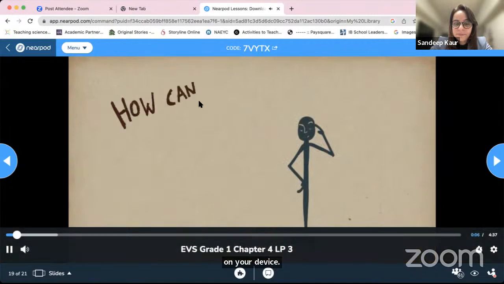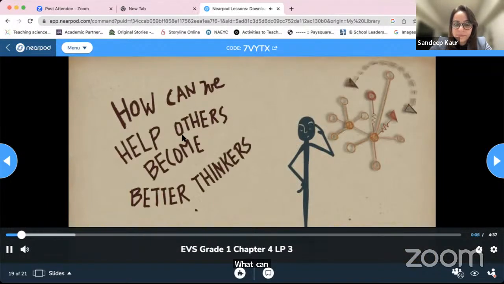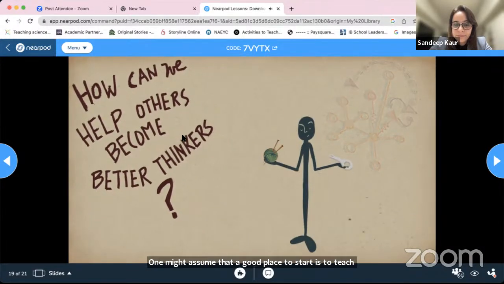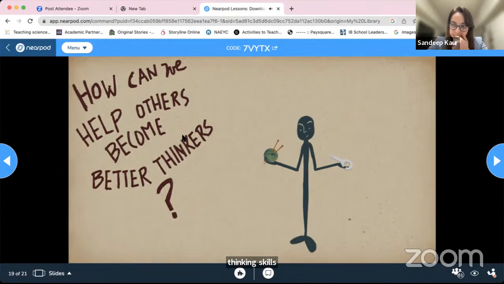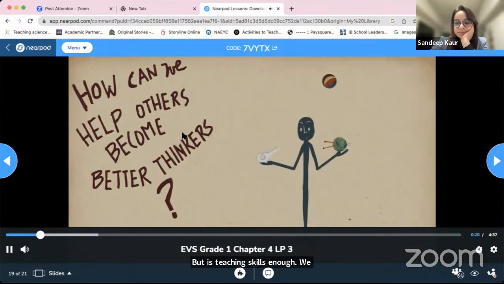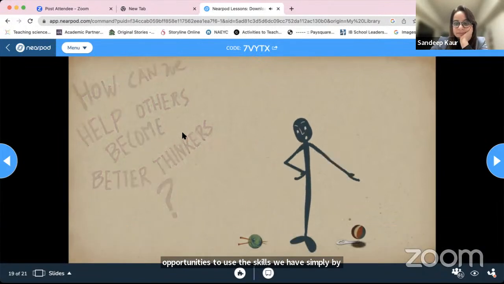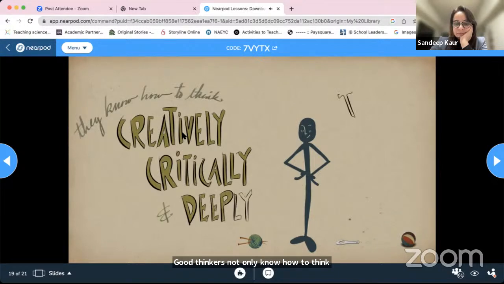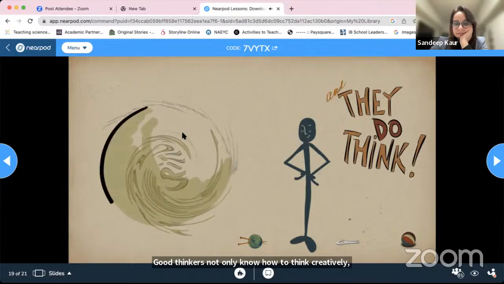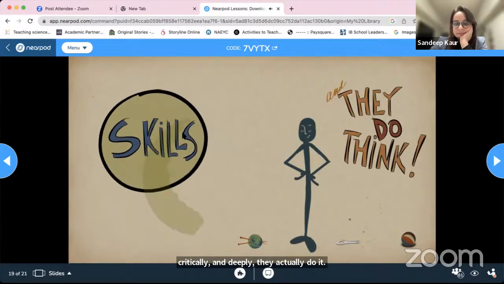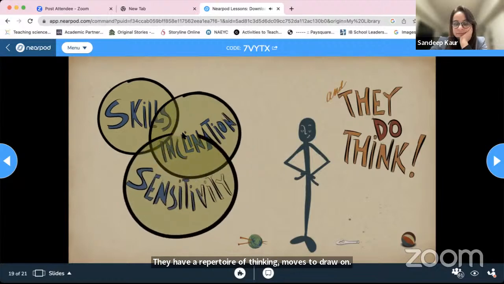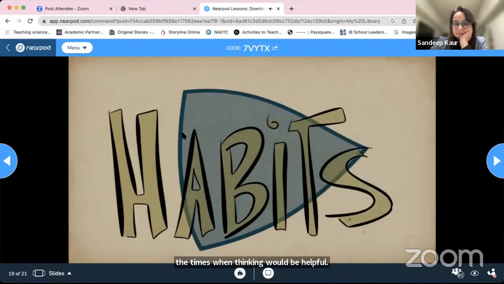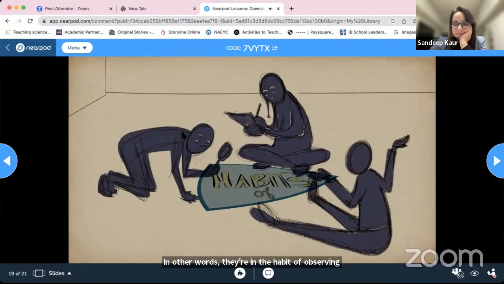What can we as educators do to help students become better thinkers? One might assume that a good place to start is to teach thinking skills, but is teaching skills enough? We often miss opportunities to use the skills we have simply by not noticing times when they might be useful. Good thinkers not only know how to think creatively, critically, and deeply, they actually do it. They have a repertoire of thinking moves to draw on, they're inclined to use them, and they're sensitive to the times when thinking would be helpful. In other words, they're in the habit of observing, analyzing, and questioning.